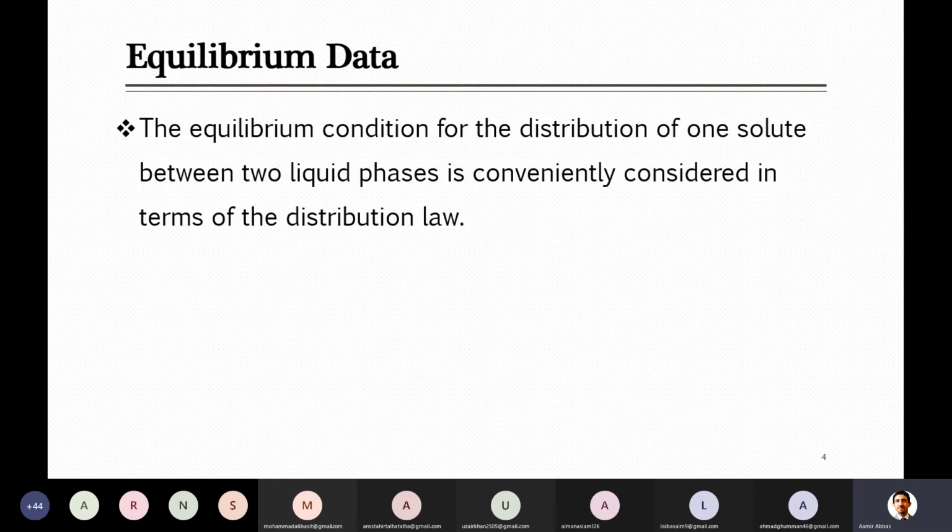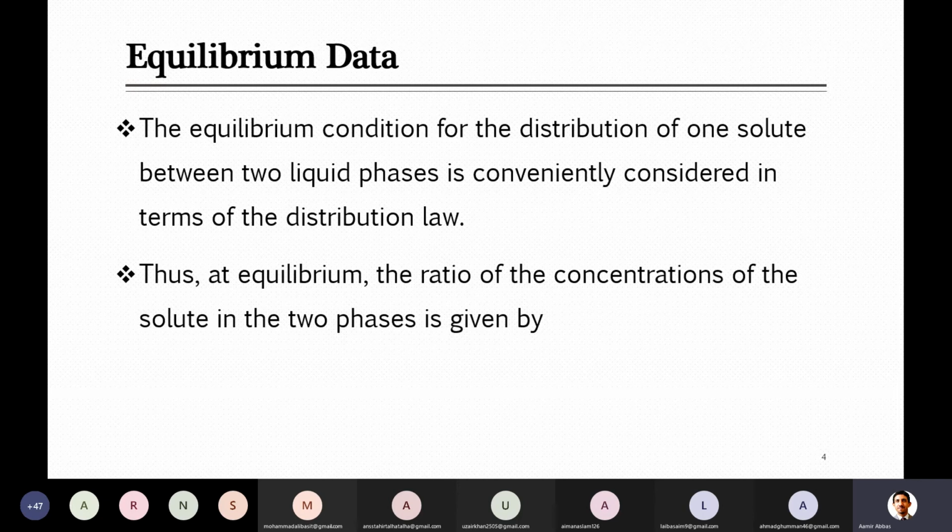So when we look at equilibrium data, the equilibrium condition for the distribution of one solute, you know that in liquid extraction the purpose is to remove one solute from the feed towards the solvent. When you contact any feed with some solvent, the solute is transferred from the feed towards the newly introduced solvent. So the distribution of one solute between two liquid phases, meaning the solvent and the feed in which it is already present, is conveniently considered in terms of the distribution law.